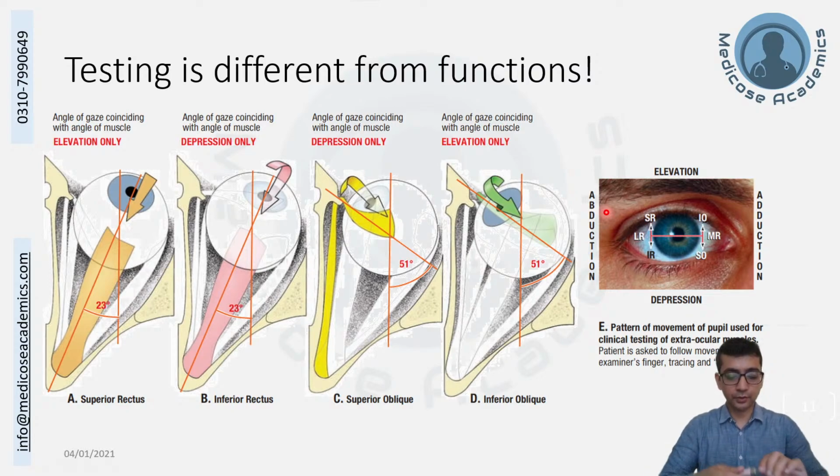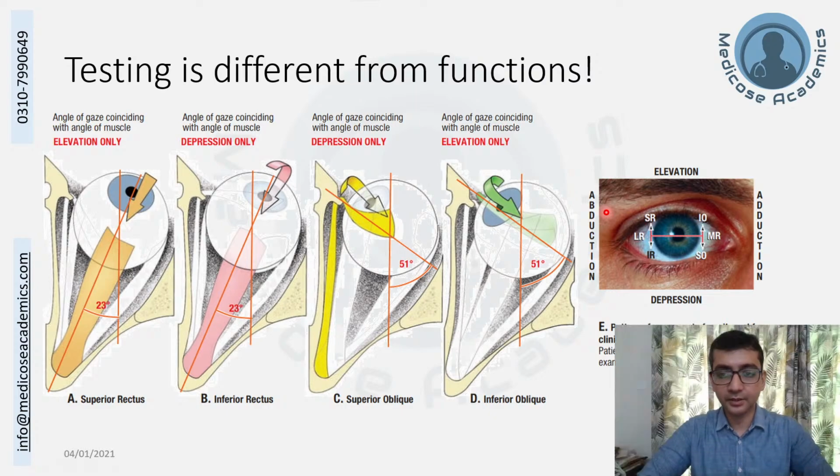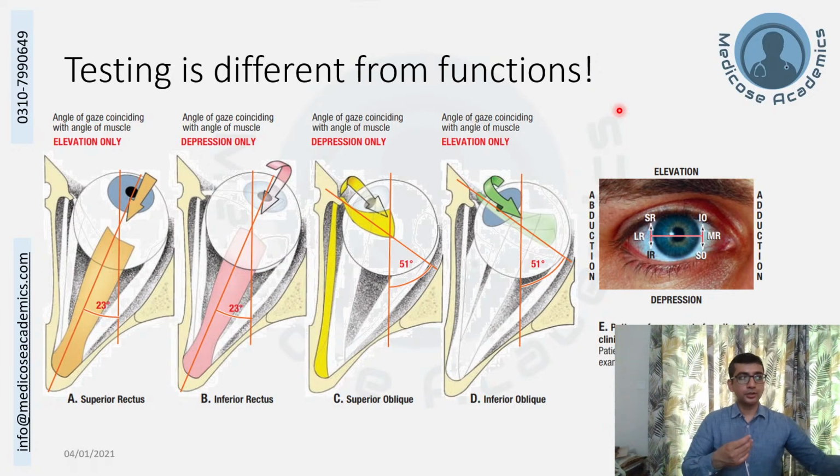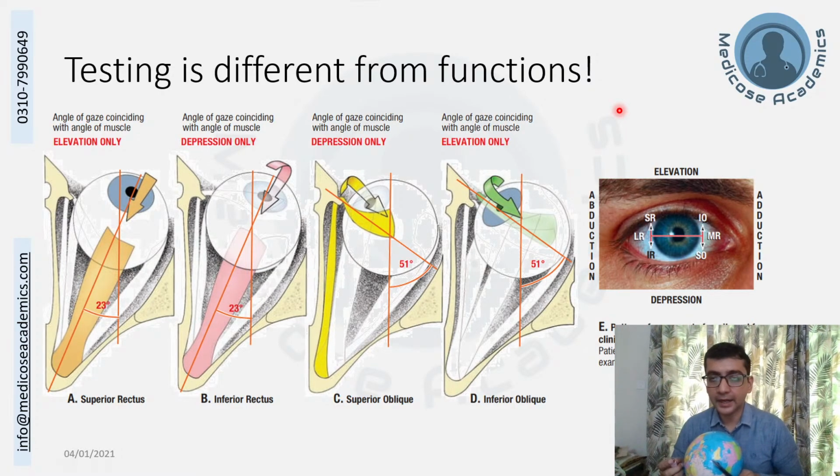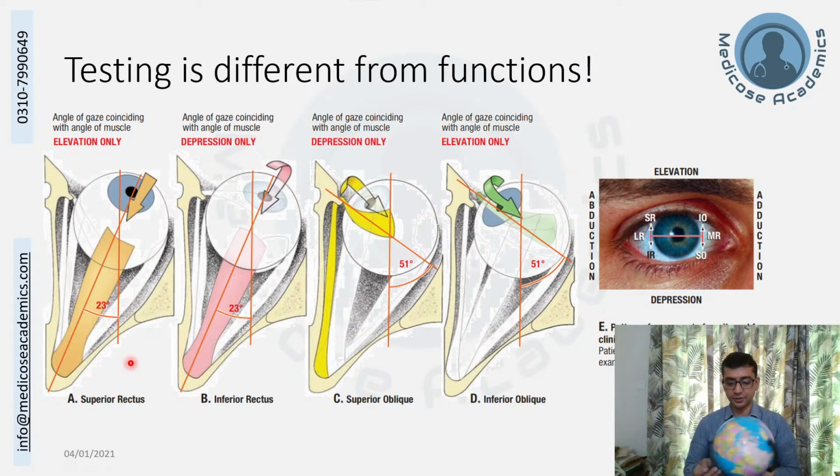Here, one thing we want to discuss. Again, I'm going back to the globe. I hope it is not too distracting for you. Let me get my background back. Okay. The superior oblique and inferior rectus were both responsible for depression, and superior rectus and inferior rectus were both responsible for elevation. Let's talk about both of them separately.